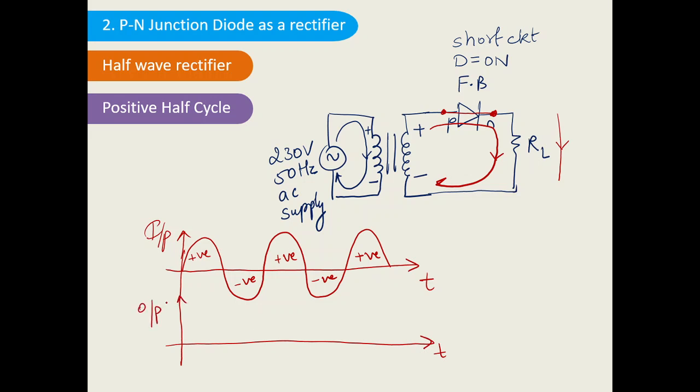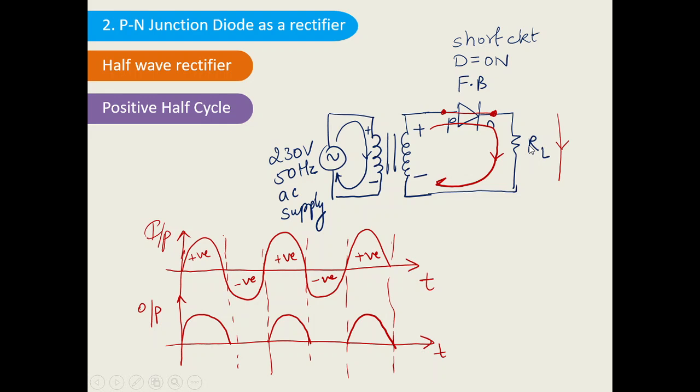So what output are we getting? In the positive half cycle, we will be getting the output same as that of the input. Whatever the input is, the same output we are going to get in the positive half cycle. So this is all about the positive half cycle.